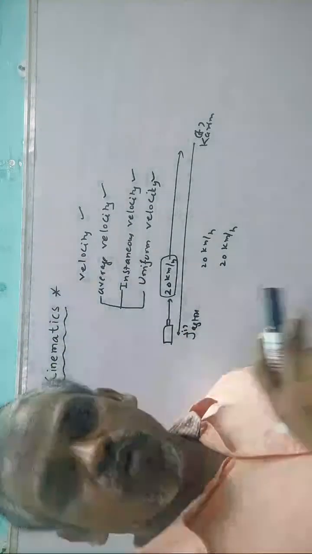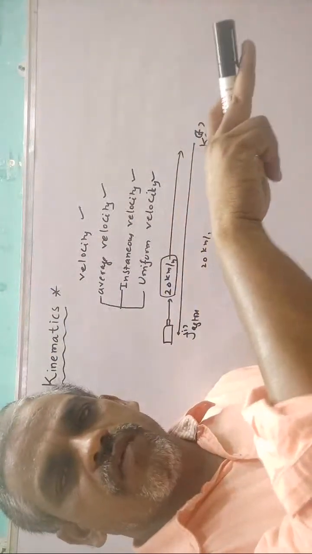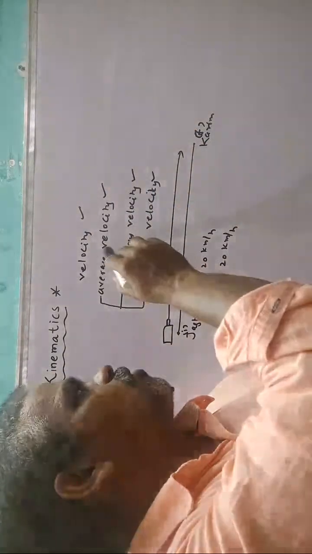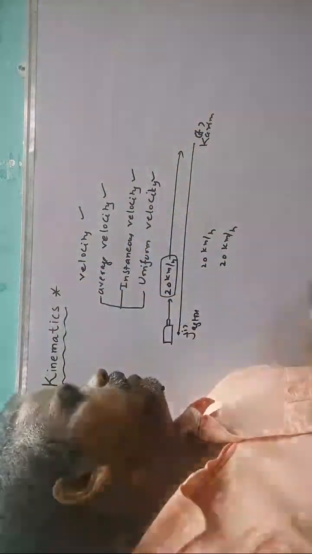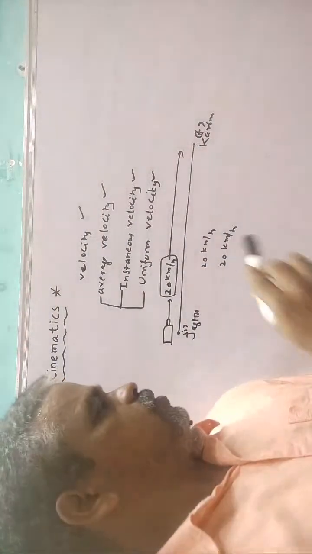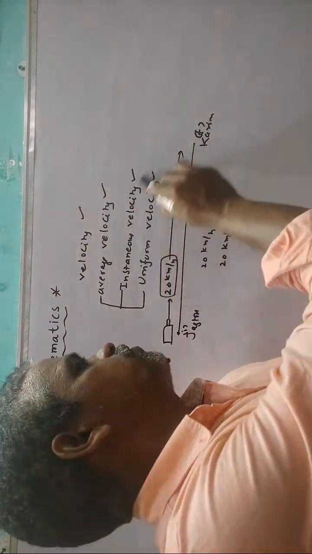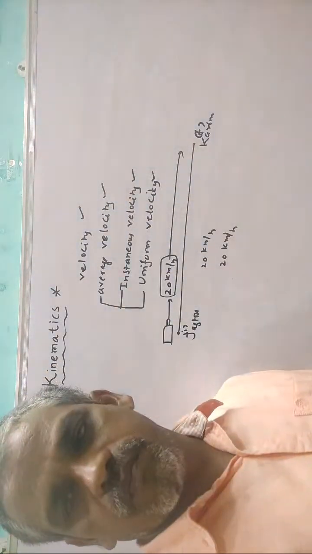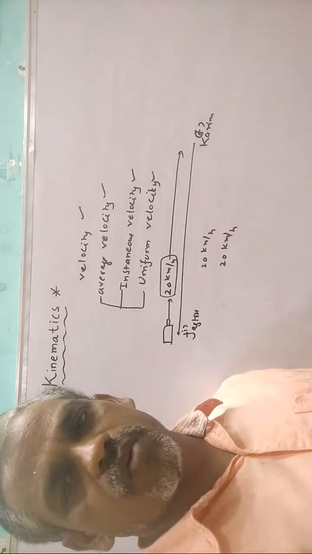So in this situation, if a body is moving with uniform velocity, the average velocity also has the same magnitude, the same value as the uniform velocity. Both are the same. This is the one point I want to give to you.